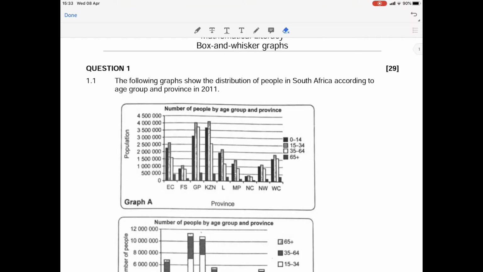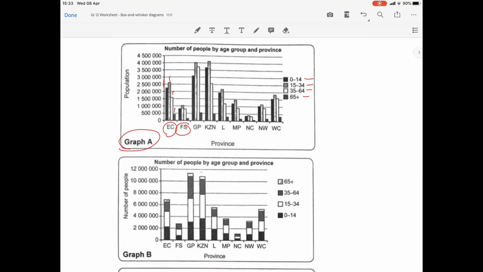So your first graph, graph A, shows you your population spread across 4 different age groups for each province in South Africa. And this is a multiple bar graph because for the Eastern Cape, you have your 4 age groups and the population spread. And then you have the same for the Free State and etc., etc. This is known as a multiple bar graph.